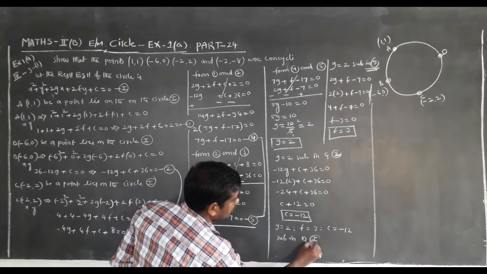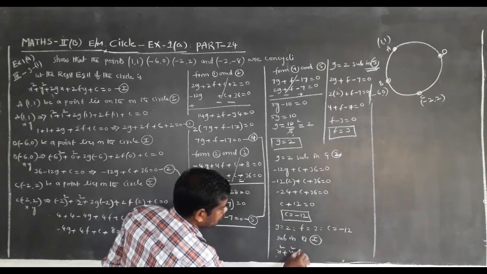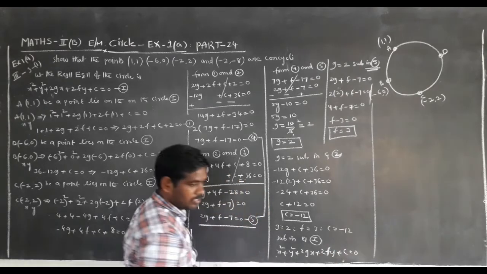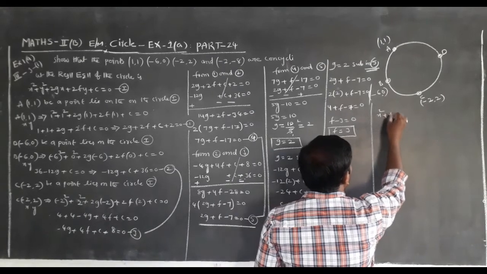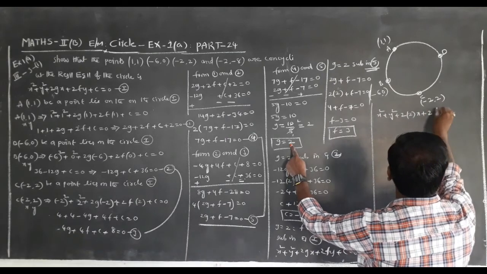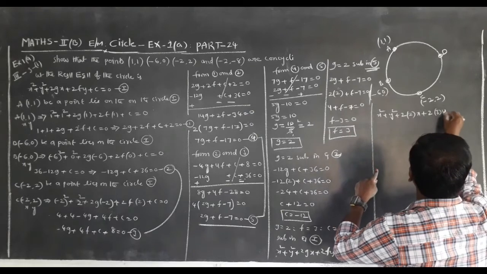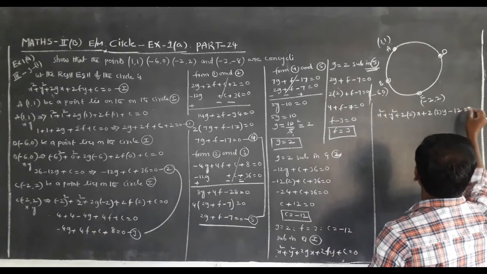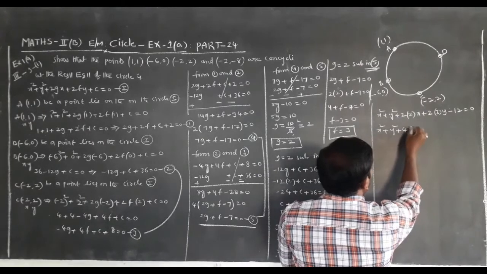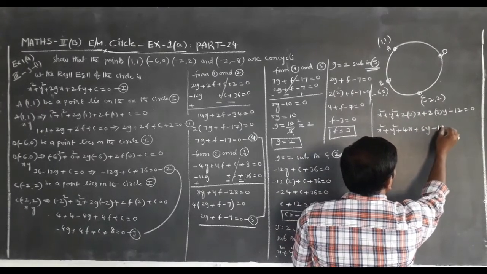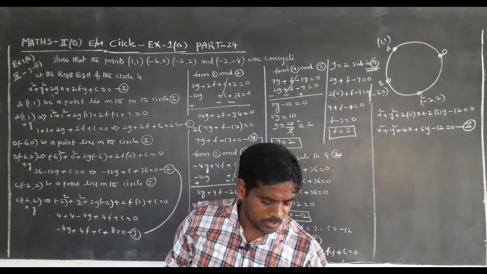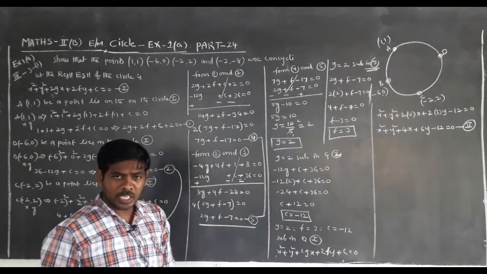Substitute in equation Roman number 1: x square plus y square plus 2gx plus 2fy plus c is equal to 0. x square plus y square plus 2 into g, g is equal to 2, into x, plus 2 into f, f is equal to 3, into y, plus c, minus 12 is equal to 0. x square plus y square plus 2 2s are 4x, plus 2 3s are 6y, minus 12 is equal to 0, which is the equation of the circle passing through the 3 points.